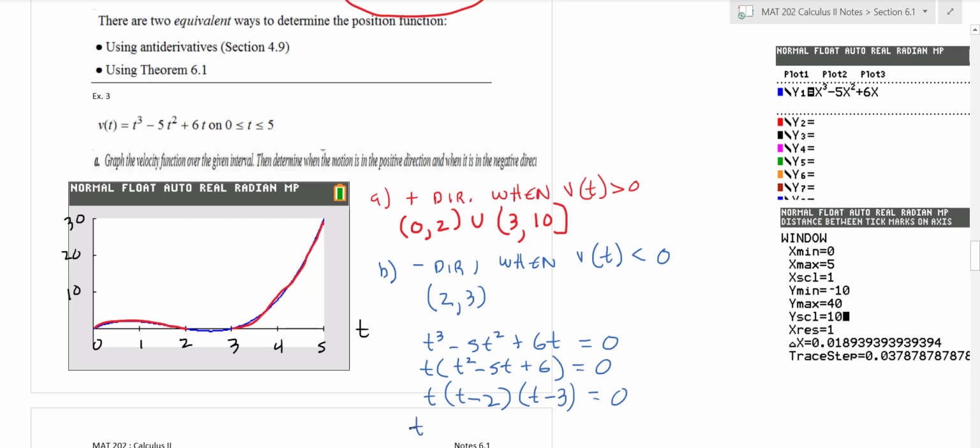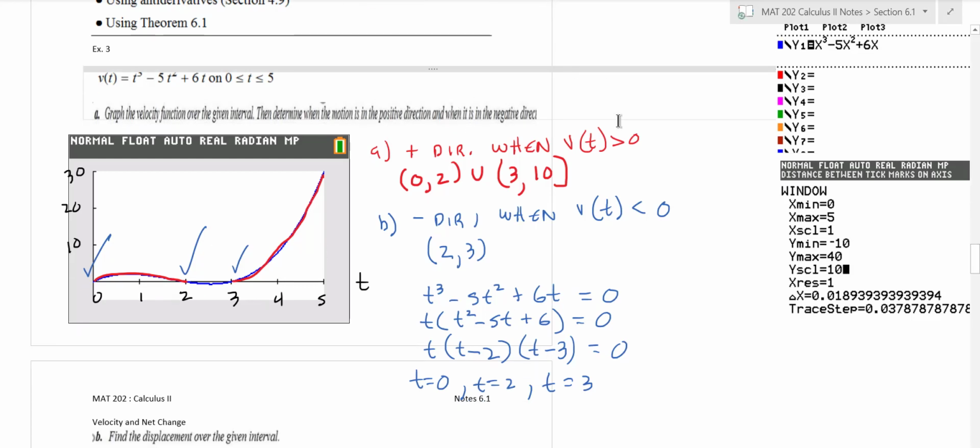So you get t is 0, which represents that point. t equals 2, which is this point. And t is equal to 3. Okay, so if you need to find those intercepts, that's how you would do that algebraically. The calculator shows you that pretty clearly on that problem. Okay, so let's move to the next page here.